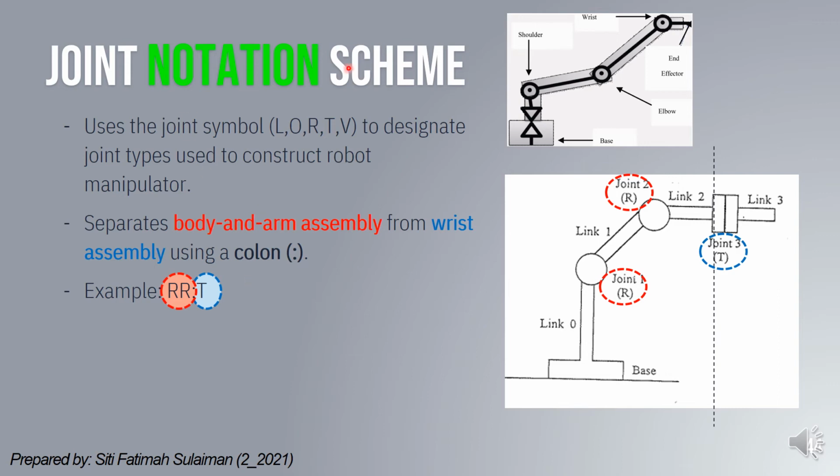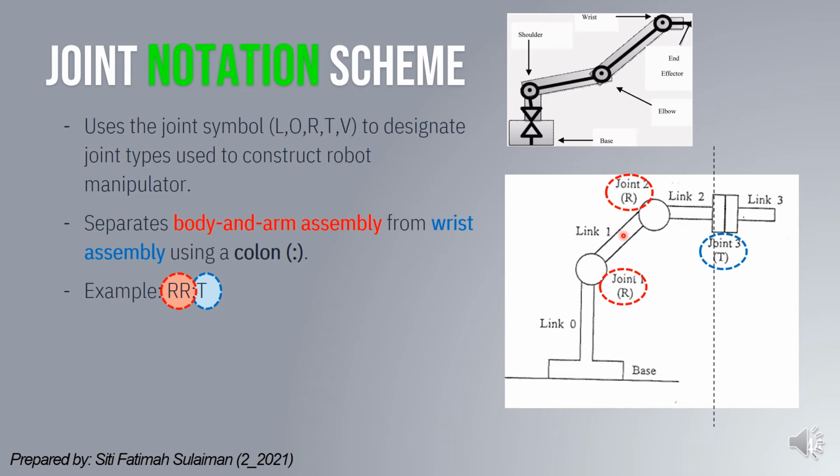Robot joint notation scheme uses joint symbols: type L, type O, type R, type T, type V. To design it, the joint types are used to construct the robot manipulator. For example, this manipulator has a notation scheme of R, R, semicolon, T.